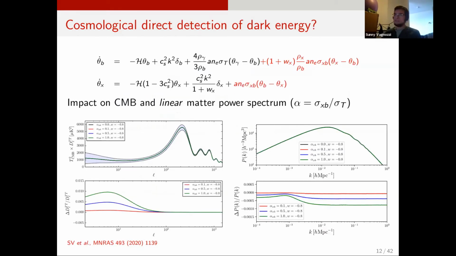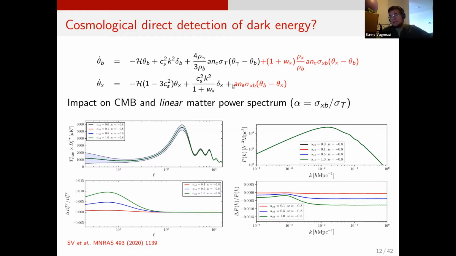Let me show you what happens exactly. Let's take the Boltzmann equations for the baryon velocity field and the dark energy velocity field. So if we assume these two fields scatter with each other, you modify the standard Boltzmann equations by these additional terms in red. The sign of this extra term depends on the dark energy equation of state, so whether it's quintessence, above -1, or phantom, below -1. And this term is here due to energy momentum conservation. And the strength of the scattering depends on your cross-section, sigma.